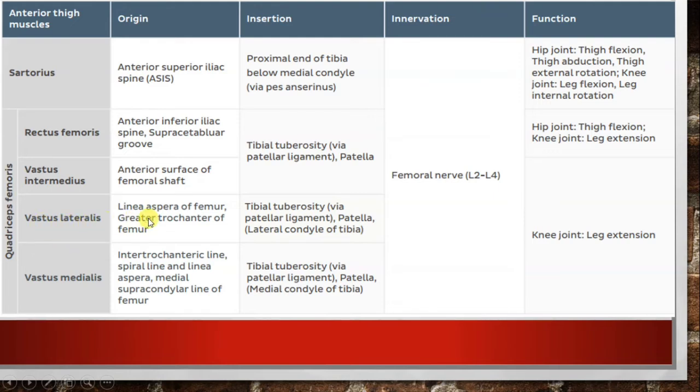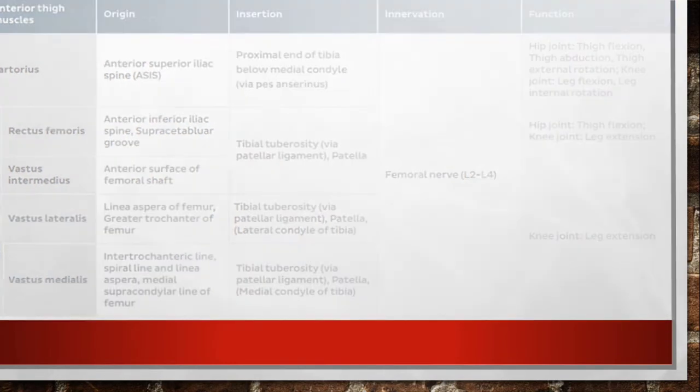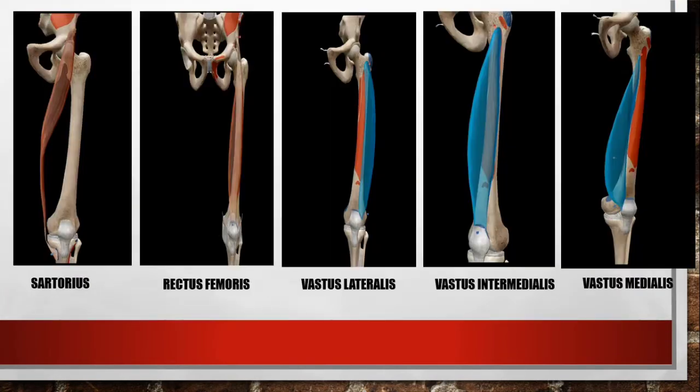Vastus lateralis also arises from the linea aspera of the femur and the greater trochanter of the femur. Attachment to the tibial tuberosity I've discussed. Vastus medialis arises from the intertrochanteric line, spiral line, linea aspera, and medial supracondylar line of the femur, and has a role in leg extension. So these are the muscles we are going to see.